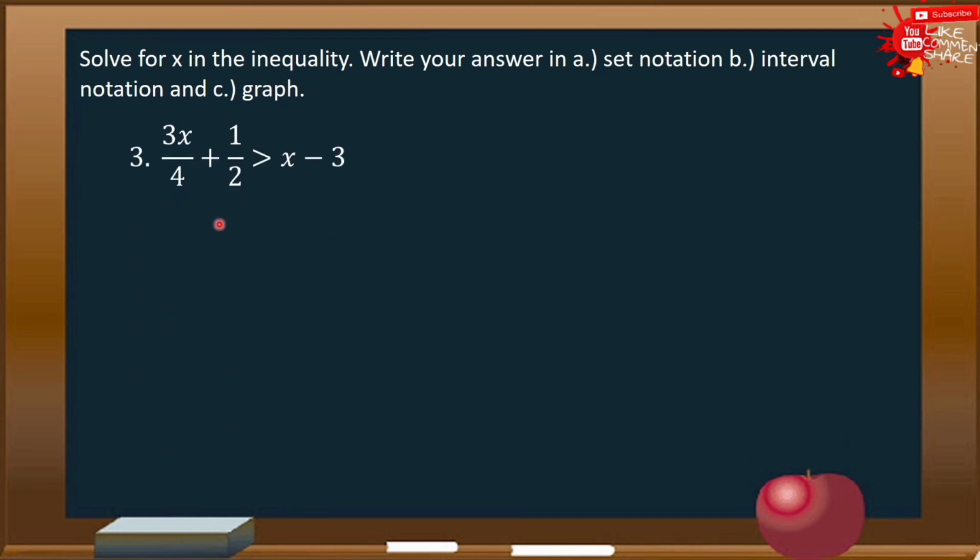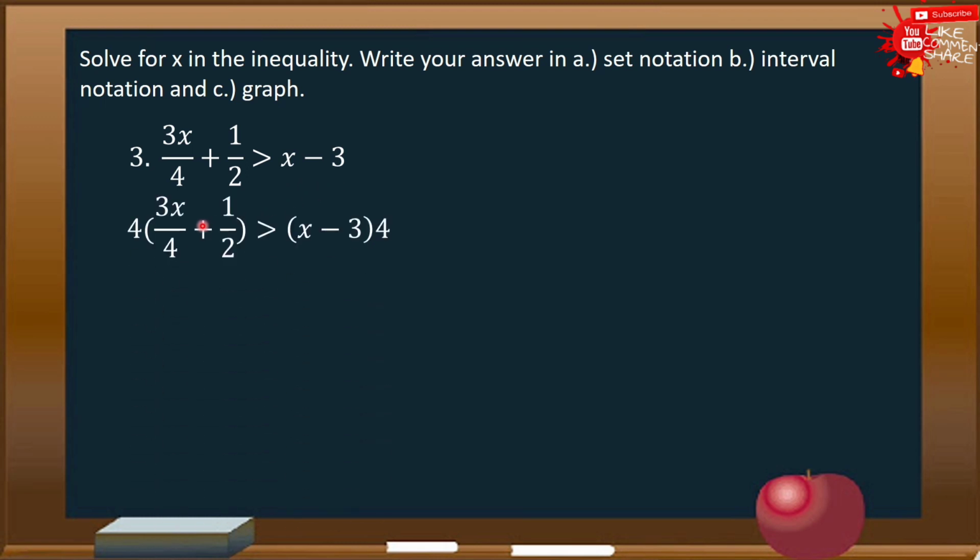Now, let us have example number 3. So, we are given here 3x over 4 plus 1/2 is greater than x minus 3. So, if you notice, meron tayong fractions dito. So, to clear the denominators of the fraction, kailangan i-multiply natin yung both sides of the inequality by the LCD. So, ang ating denominators dito ay 4, 2, 1, 1. So, what will be our LCD? So, our LCD is 4.